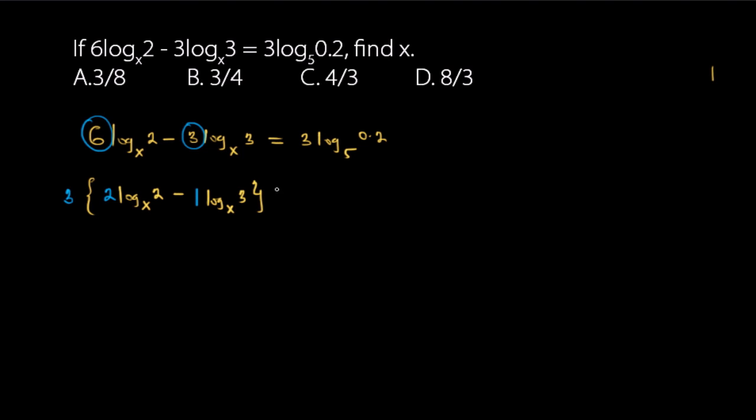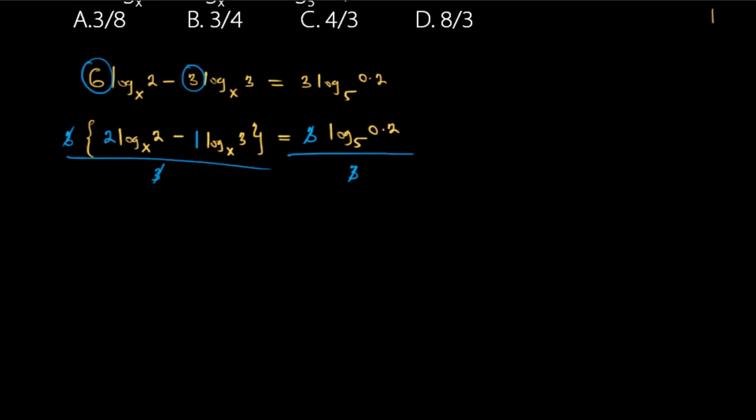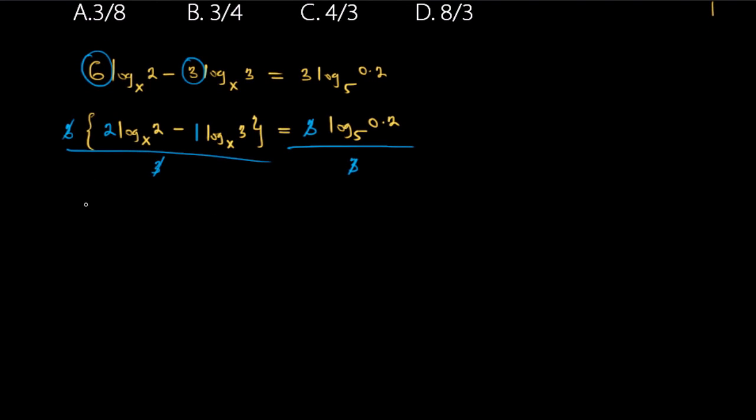So we have this. Now this equals 3 the log to the base 5 of 0.2. So the next thing is I can divide both sides by 3. When you divide both sides by 3, this goes off and this goes off. So what we're going to be left with is 2 the log to the base x of 2 negative, now 1 times this is just going to give you the log to the base x of 3.